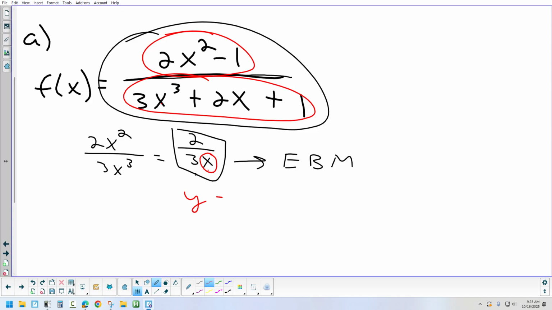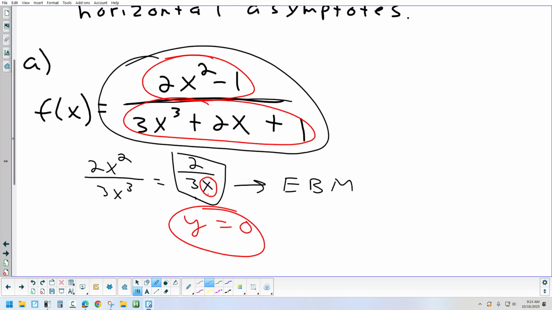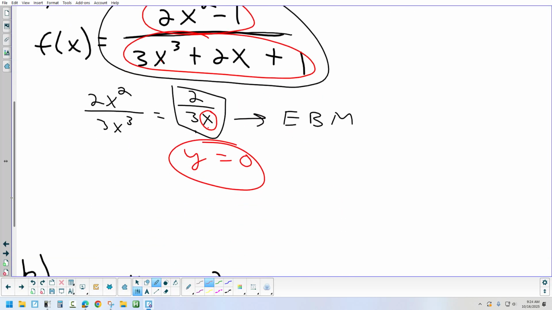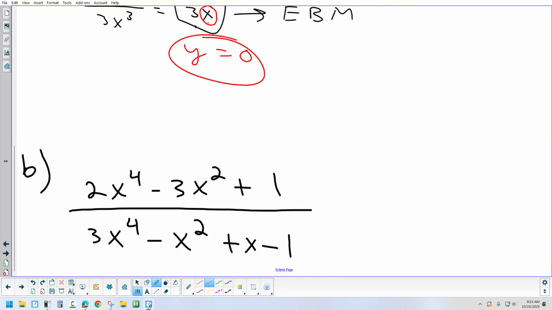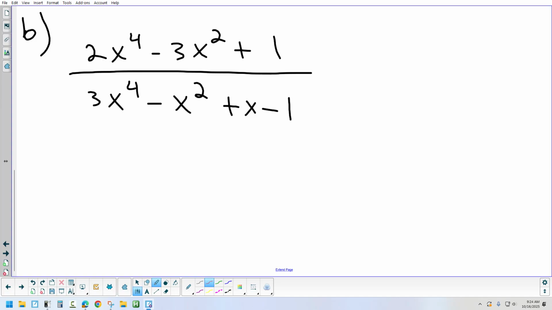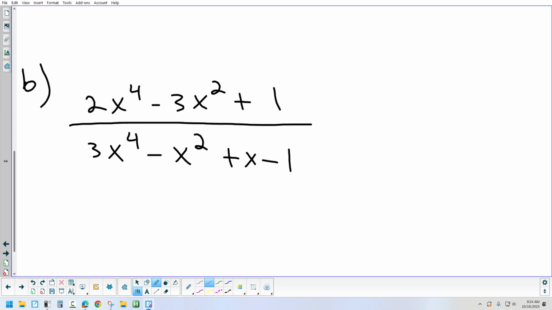Anytime you end up with a variable in the bottom of a fraction, that will always cause the fraction to approach 0 when there's a constant in the top and an x in the bottom. So that's how you find your horizontal asymptote. Let's try this one. What's going to be the fraction for my EBM this time?